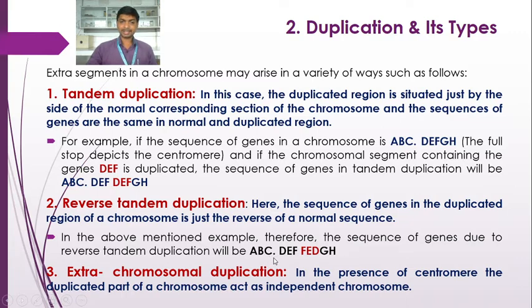This segment of the chromosome contains the genes along with the centromere, where the full stop shows the centromere. The sequence is C, full stop, D, E, F, G, H. Now this portion has been duplicated. This duplicated part of the chromosome acts as an independent chromosome because of the presence of the centromere between the genes C and D. So this is an extra chromosomal duplication.